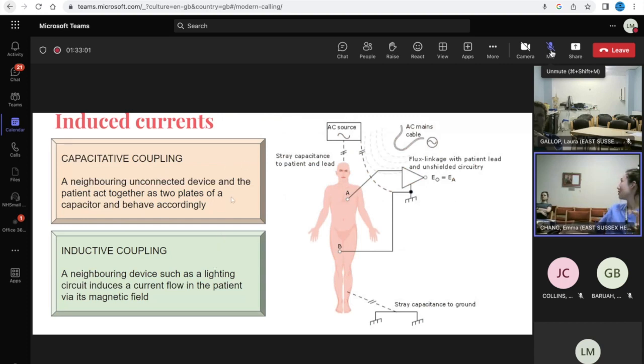Inductive, I'm not sure if this actually happens very often in real life. I don't think it does, but it's a concept that you need to know about. Inductive coupling is basically where a neighboring device, such as a lighting circuit, may induce a current flow via its magnetic field. So it's again almost like the patient is the inductor. Does that make sense?